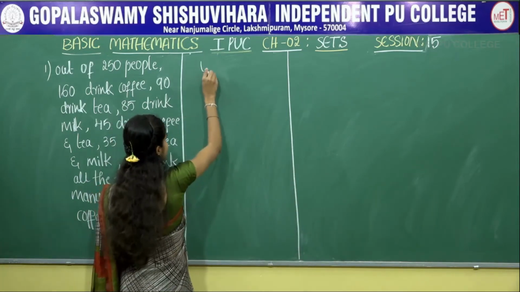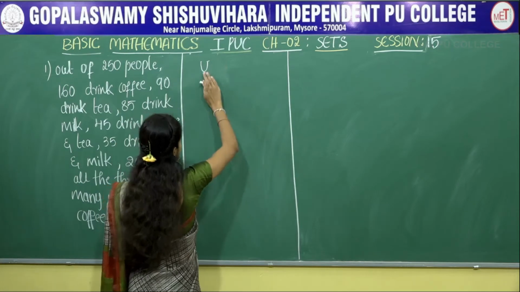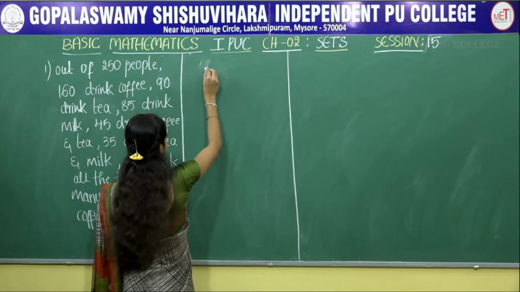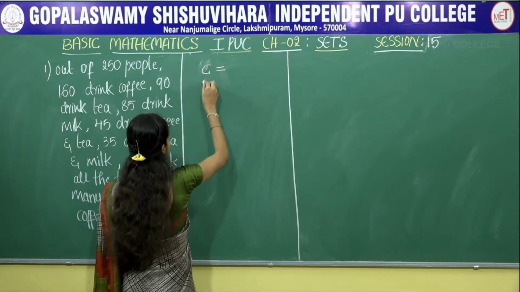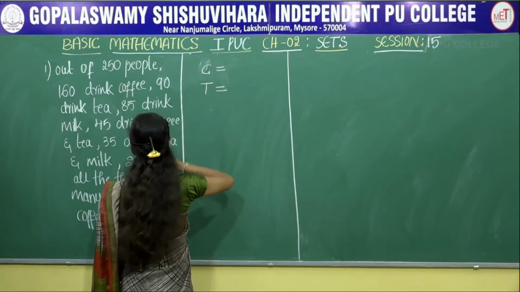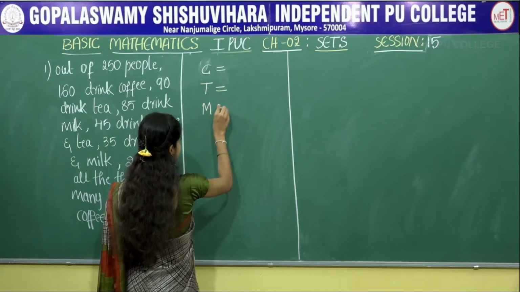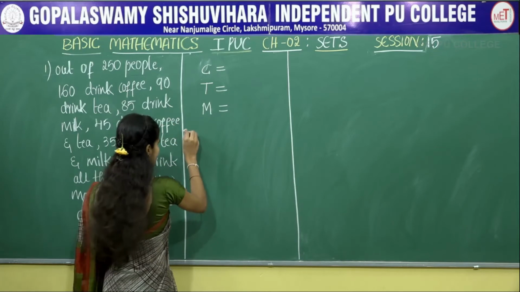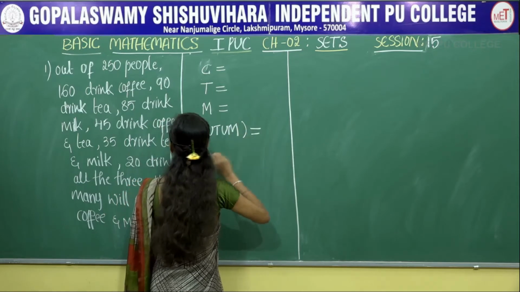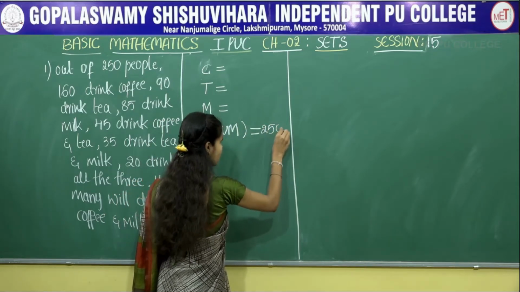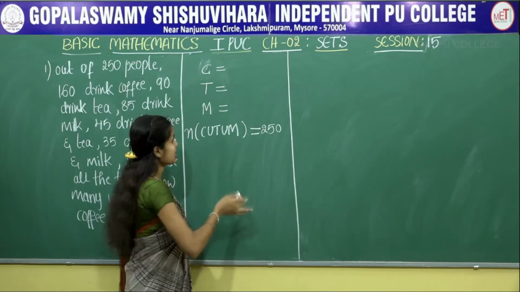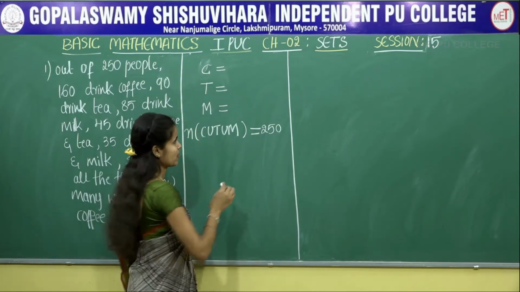So universal set, and there are three sets. First, the set of people who drink coffee, denoted by C. Set of people who drink tea, denoted by T. Set of people who drink milk, denoted by M. So here 250, that is N of C union T union M is equal to 250. Suppose if they give that some people do not drink any one of the drinks, in that case consider it to be the universal set. Okay.